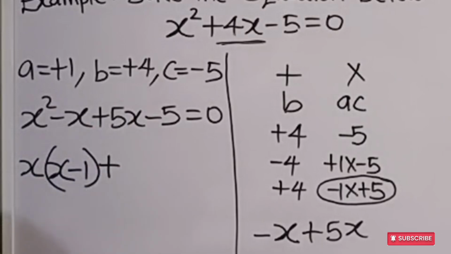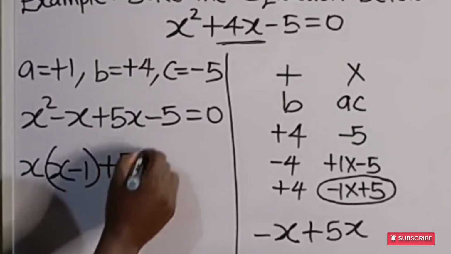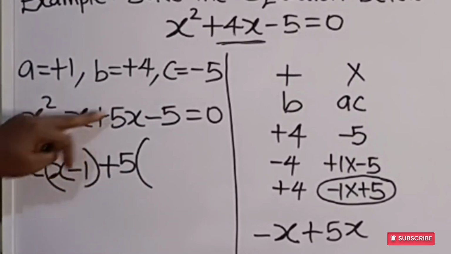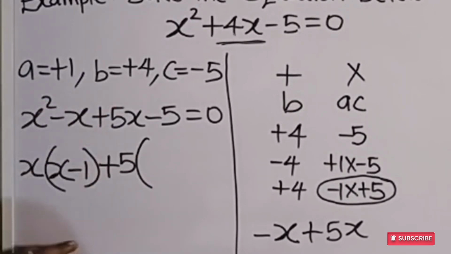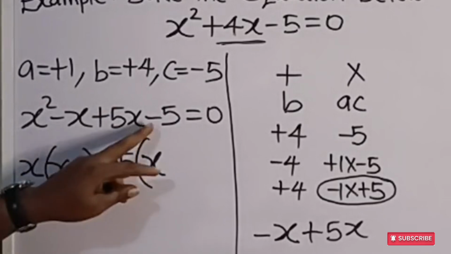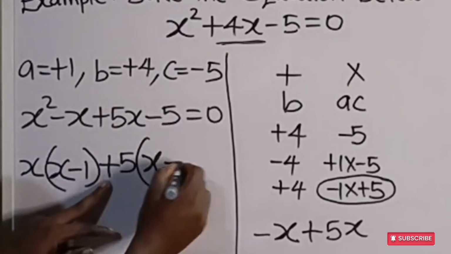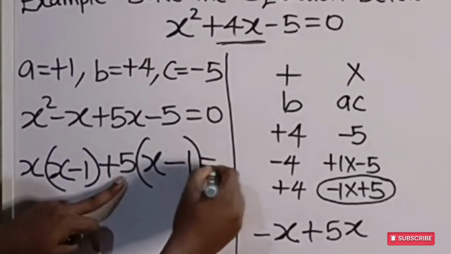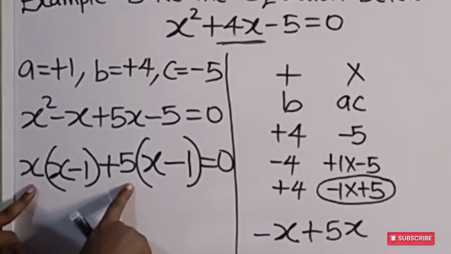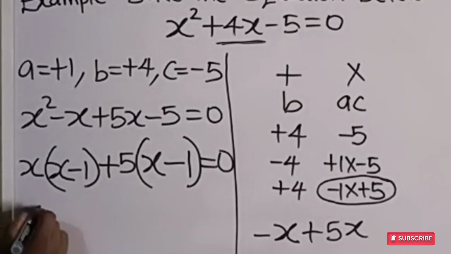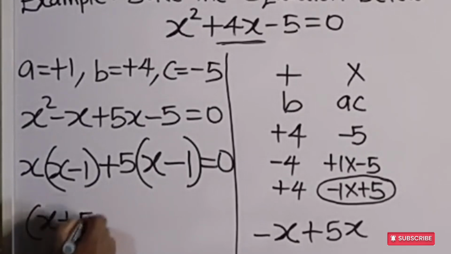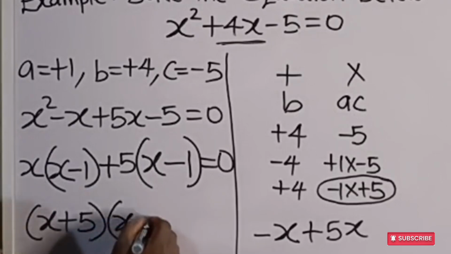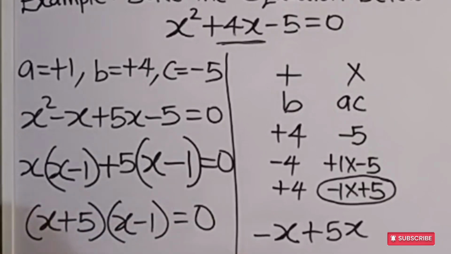5x and 5, what is common is 5. Plus 5x divided by plus 5, plus 5 and 5 will cancel each other out. So we have x. Minus divided by plus will give us minus. 5 divided by 5 is going to give us 1. It's equal to 0. Next, we bring the values outside the bracket together. X plus 5. Since these two values are the same, we'll pick one of them. X minus 1 is equal to 0.